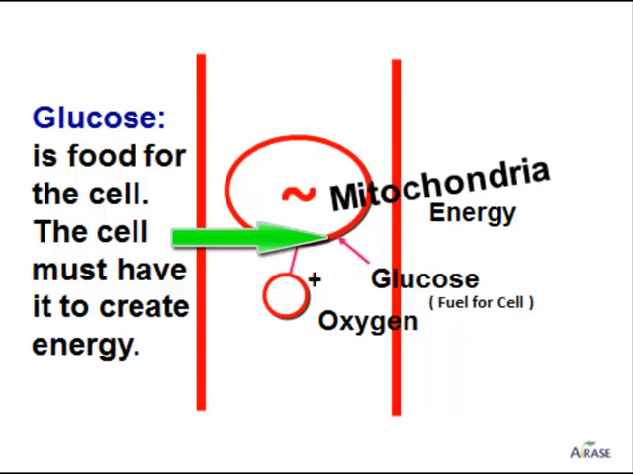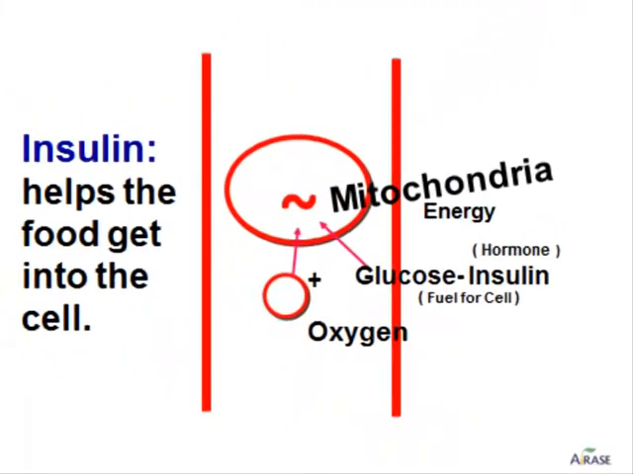Look at the glucose and notice where the arrow is pointing. You can see that the arrow stops before it goes through the membrane. Glucose cannot get into the cell by itself. It needs help to get through that membrane. There is a hormone that we are all familiar with. It is called insulin. Insulin is a hormone that communicates with the cell membrane to unlock the door or pathway so that glucose can get in.